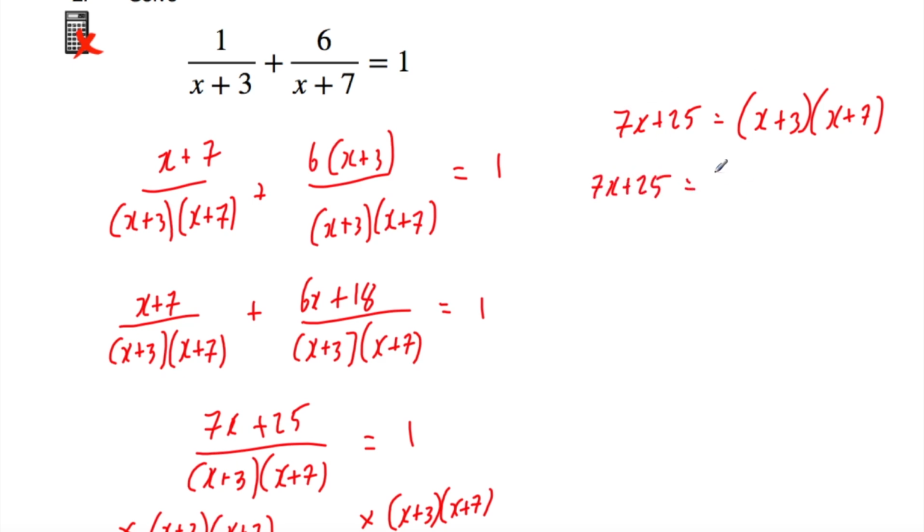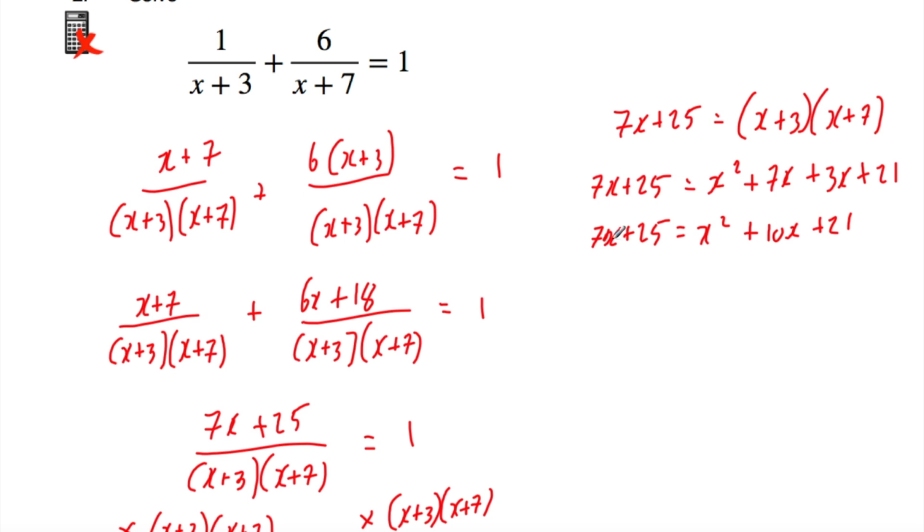And the right-hand side, when we expand the brackets, x times x is x squared, x times 7 is plus 7x, 3 times x is plus 3x, and 3 times 7 is plus 21. And if we simplify this, we're going to get 7x plus 25 on the left-hand side, and on the right-hand side, the 7x plus 3x, that's plus 10x plus 21. So we just simplify that by adding the 7x and the 3x together. Okay, now here we've got a quadratic equation.